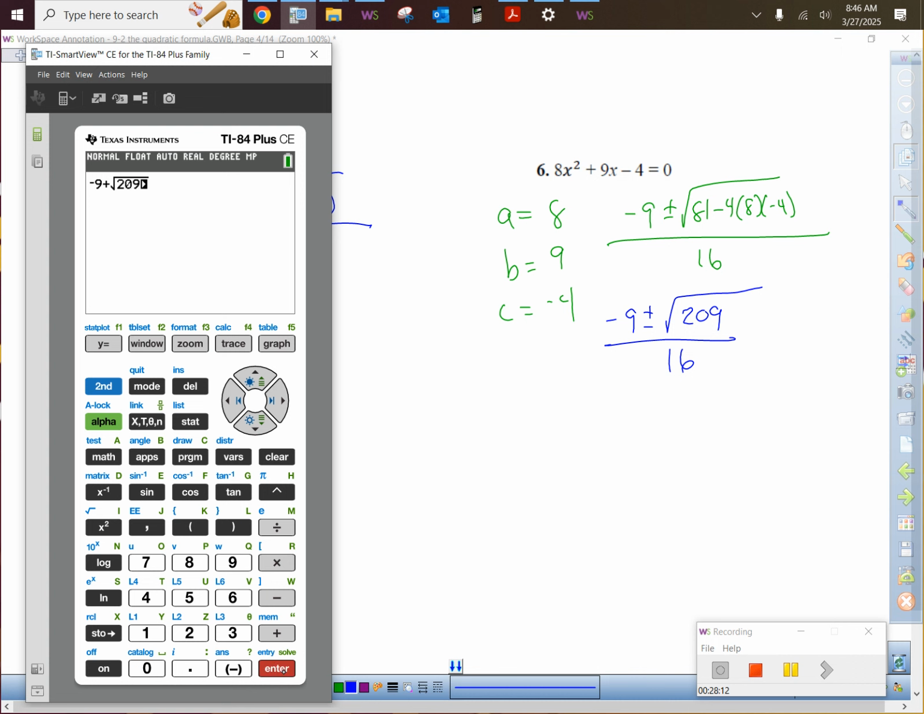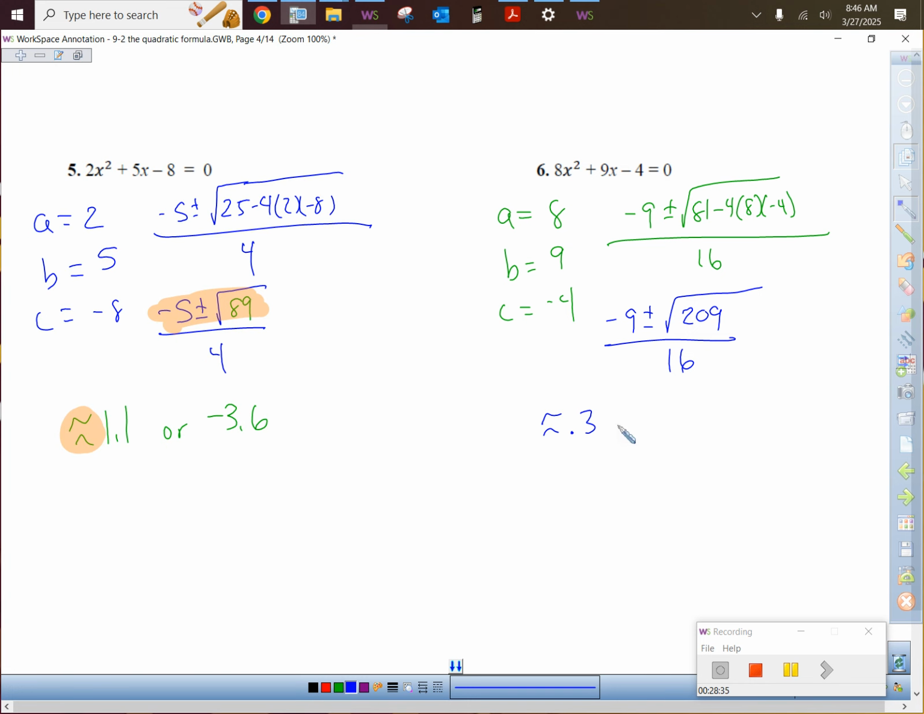And last time I divided it by 4. This time I'm not going to divide it by 4. What am I going to divide it by? 16, right? So divide by 16. And I got about 0.3 if I was to round that to 1 decimal place. So approximately 0.3.